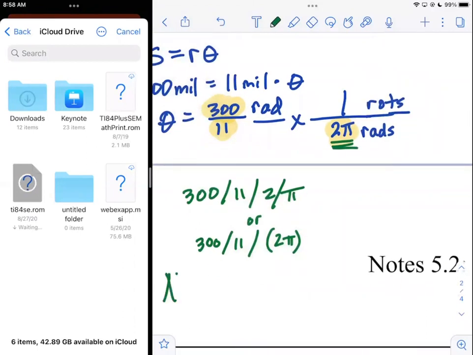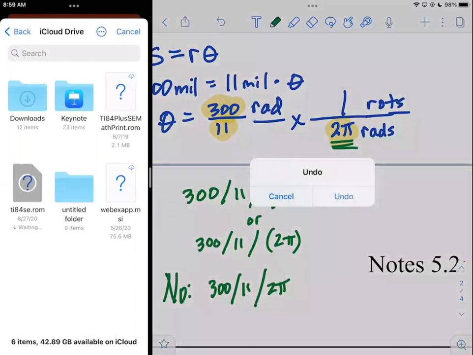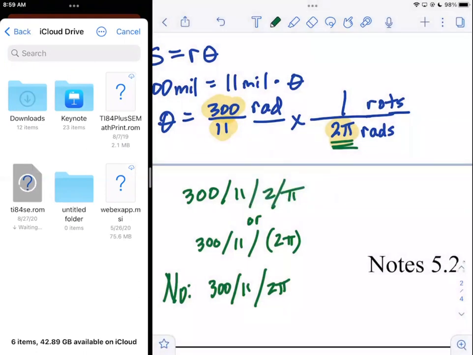Here's what you do not want to do. Don't do 300 divided by 11 divided by 2 pi, because in your mind, 2 pi is a singular quantity, but in your calculator's mind, it's not. If you do it this last way, it's going to divide by 2 and multiply by pi. And we're testing tomorrow, and you're going to have a question like this. One of the answer choices will be the answer you get when you type it in like this third line and accidentally divide by 2 and multiply by pi. You're going to be like, oh yeah, there's my answer. Boom, I got it wrong.